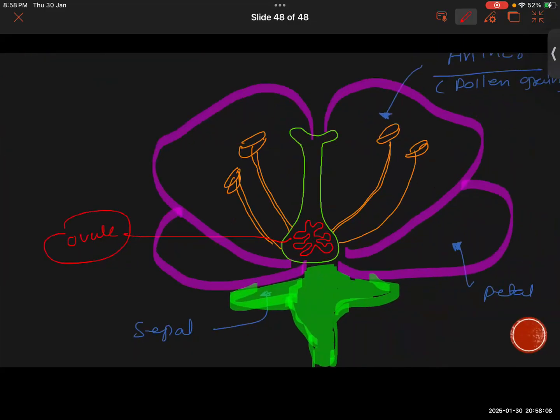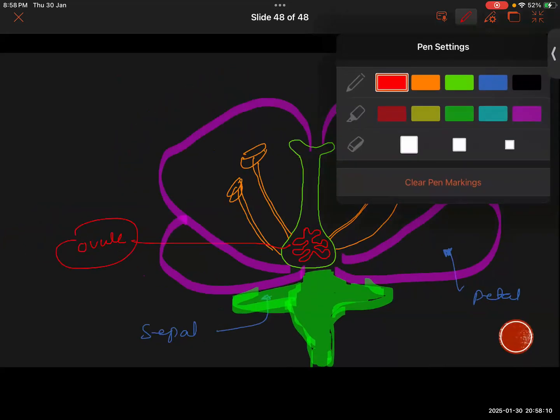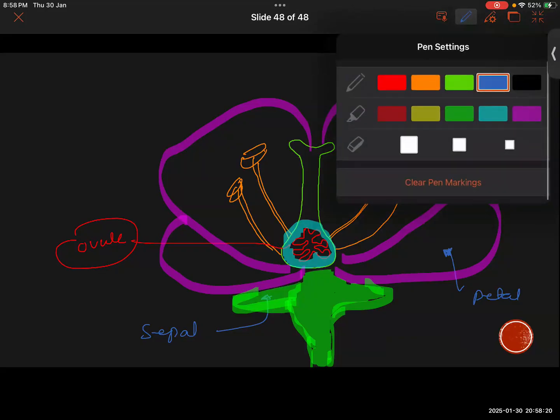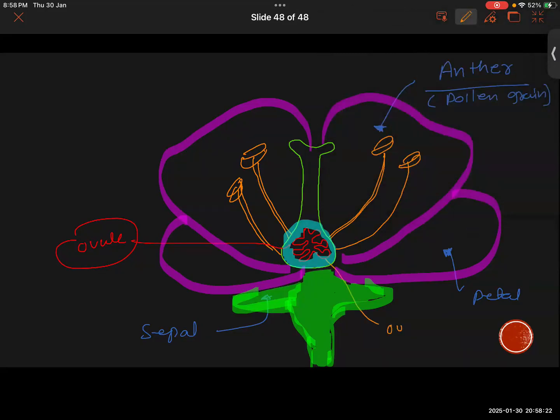And this complete structure, let me share it differently. This structure over here is the ovary. Now let us understand what is happening in the process of fertilization. The upper part is the stigma. Exactly. This one is the stigma.